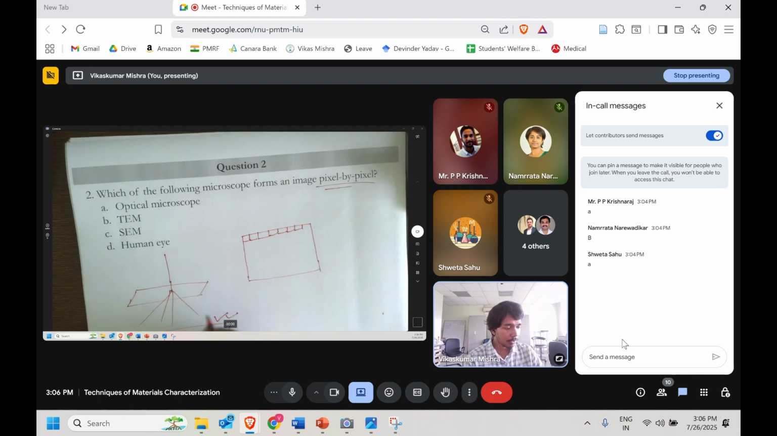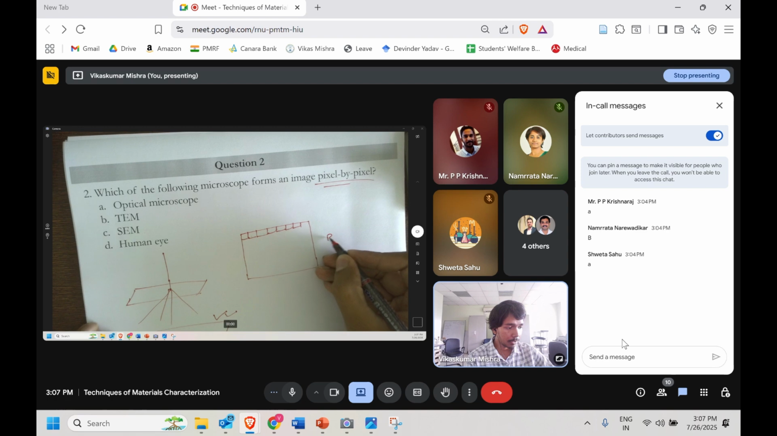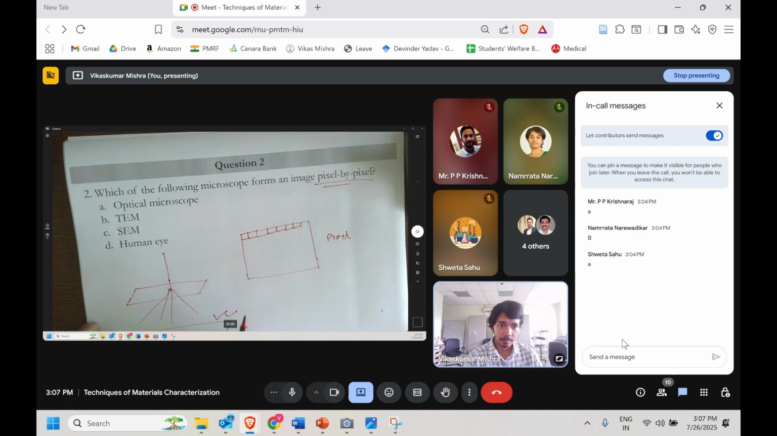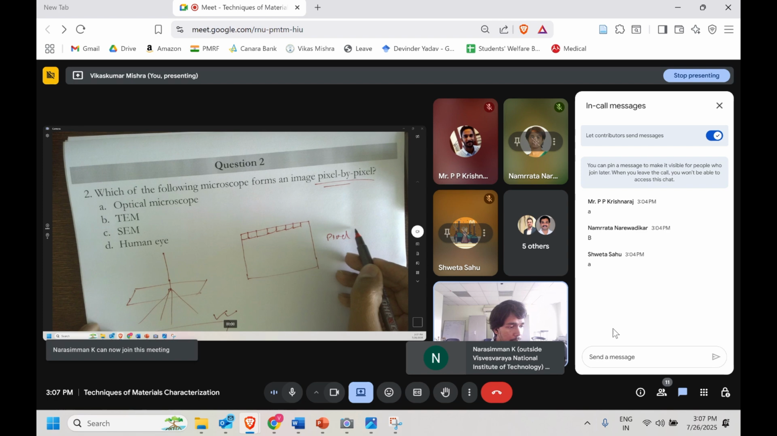Okay, what we are doing? Here everything will be at a time, within an instant you will get it. While if some microscope is scanning a particular region, then going to another region, like raster mode, that is what is known as pixel by pixel. So what do you think? Among optical, TEM, SEM and human eye, which is used pixel by pixel?